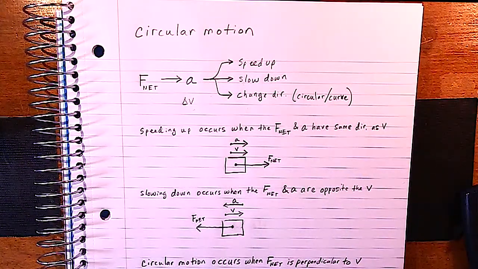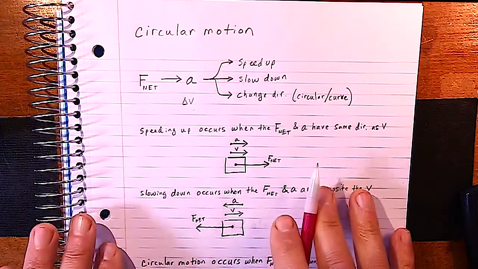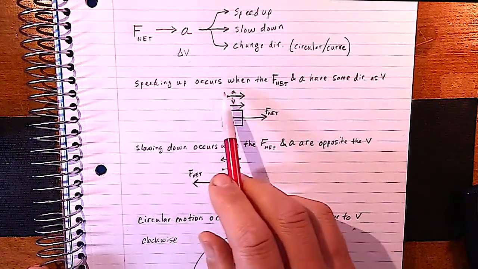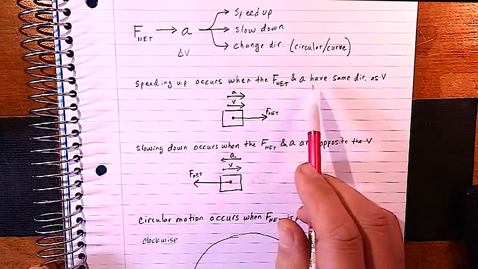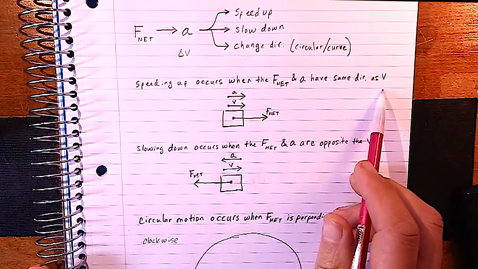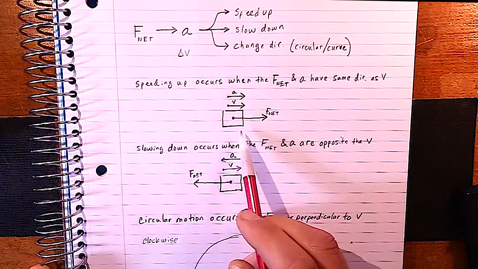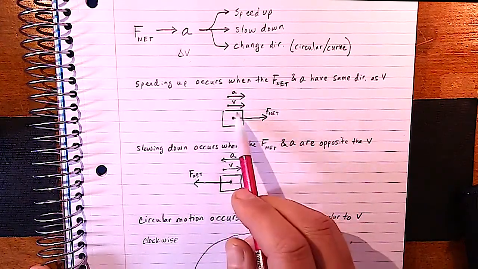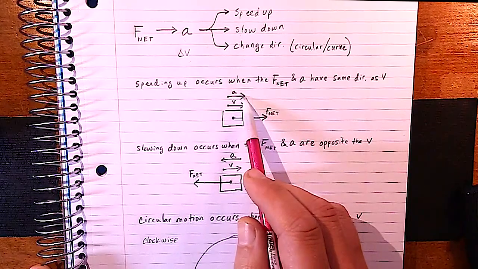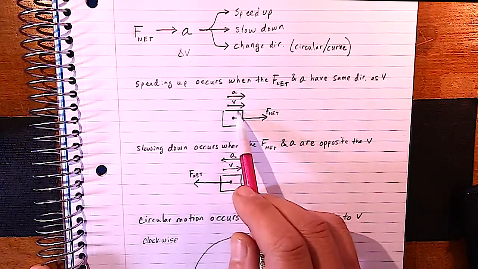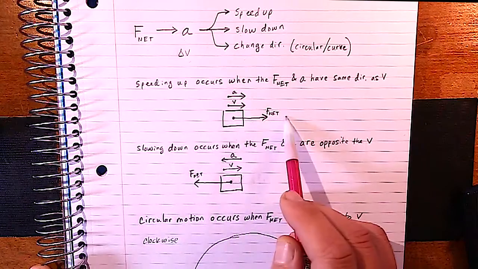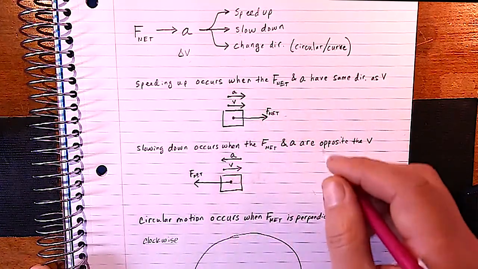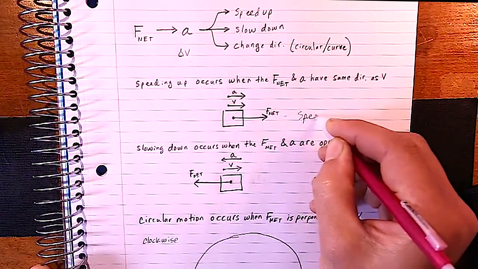Okay? So let's look for a second more specifically at speeding up. Speeding up occurs when the net force and the acceleration have the same direction as the velocity. So let's say we have a block here, and the total force on the system is to the right. Well, if the net force is to the right, the acceleration is to the right. If it's moving to the right and has a net force to the right, then we know that these two are in the same direction, and that's going to speed up.